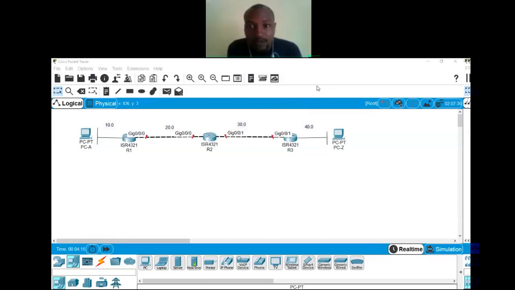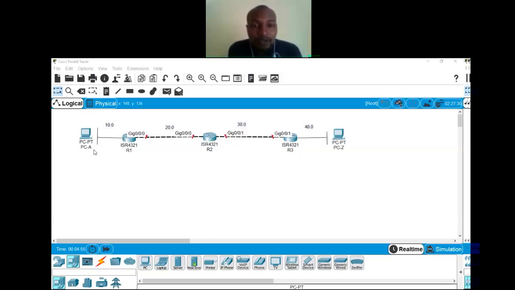So this is just a small demonstration. I've introduced the PC, R1, R2, R3, and PCZ. And then I've also introduced networks: the network between PCA and R1, that is network 192.168.10.0. And then between R1 and R2, 192.168.20.0. And then R3 and R2, 192.168.30.0, and then R3 and PCZ, 192.168.40.0. So those are the networks that I've introduced between these equipment.